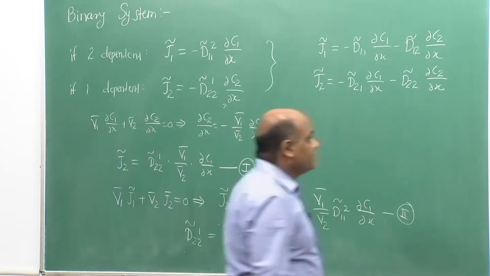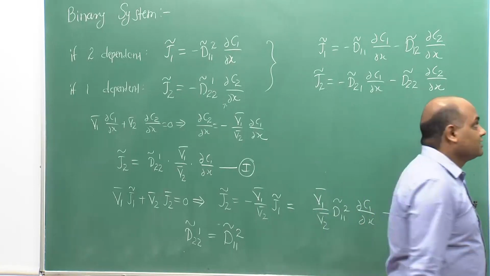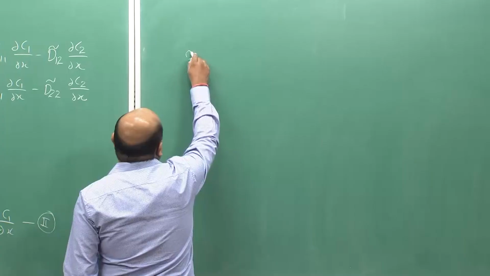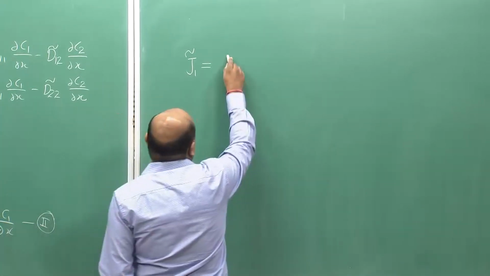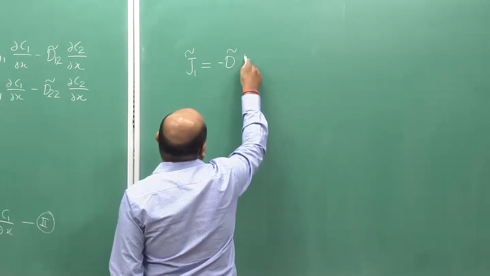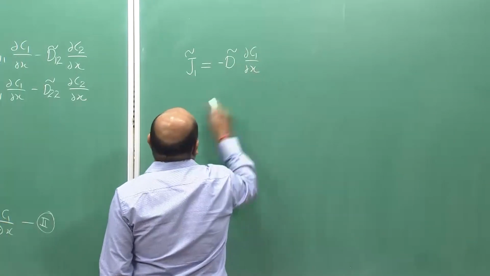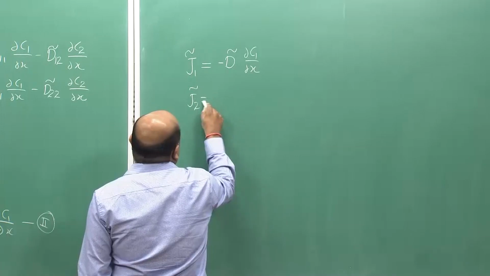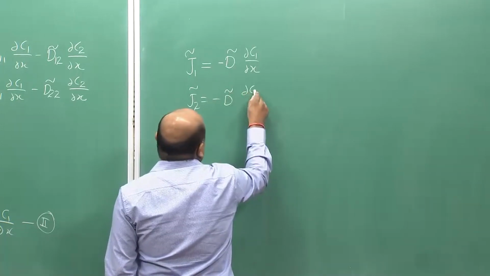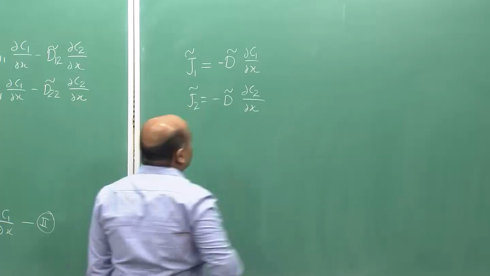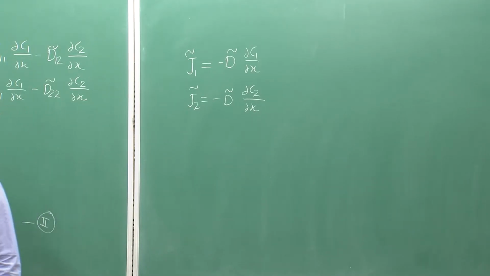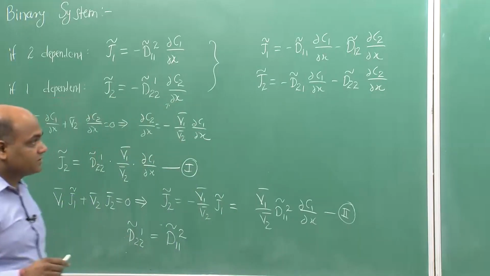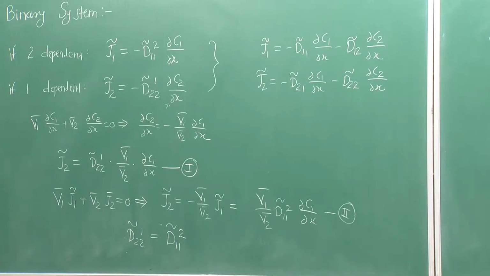So, both the equation coefficients should be the same. In binary, in effect we have only one coefficient, and we can express both the fluxes using one coefficient. J1 tilde we call it as minus D tilde dou C1 by dou x, and J2 tilde is equal to minus D tilde dou C2 by dou x. So, the binary interdiffusion simplifies to just knowing one interdiffusion coefficient. Clear?